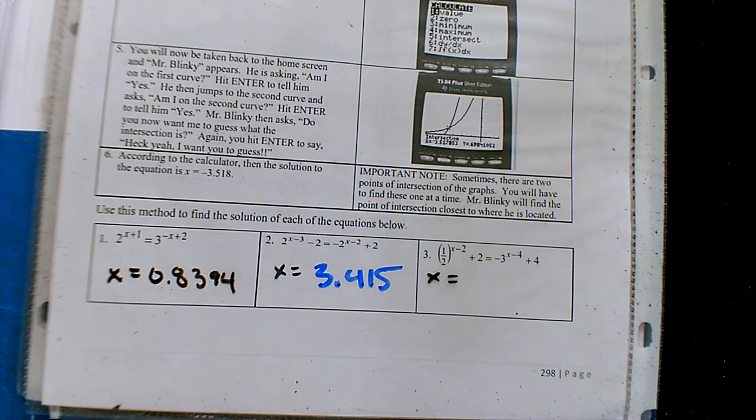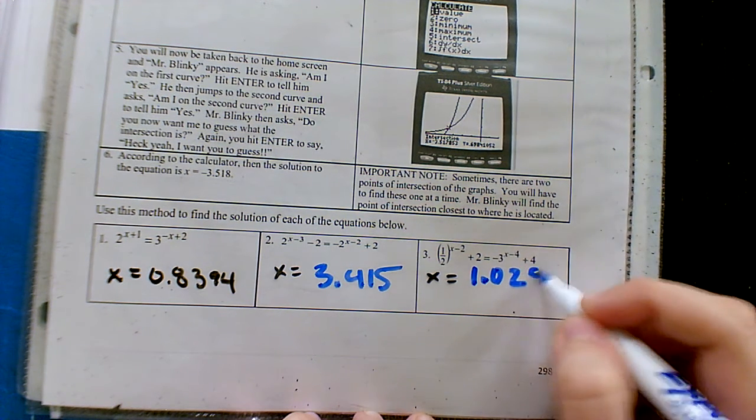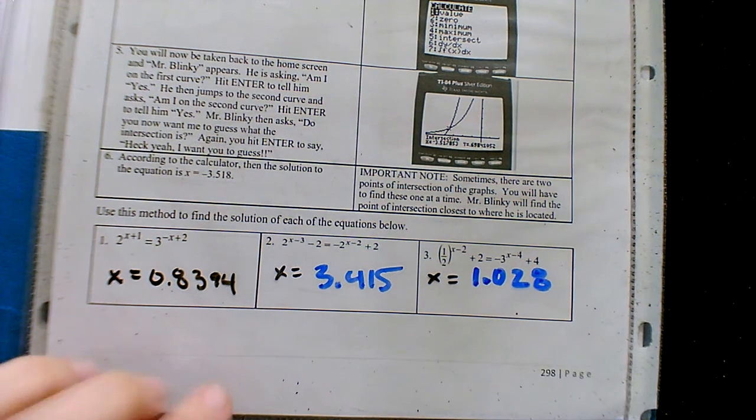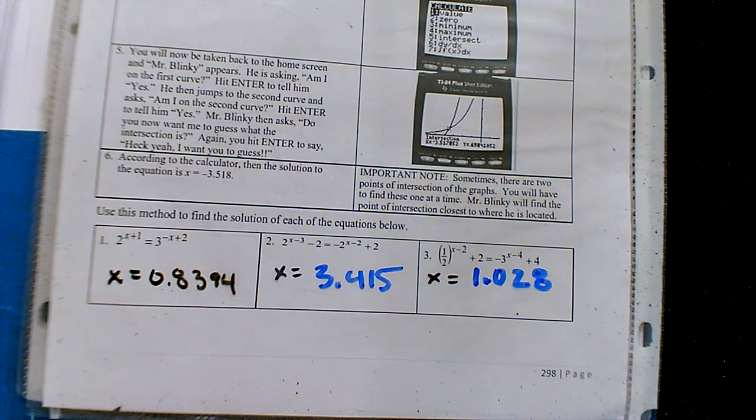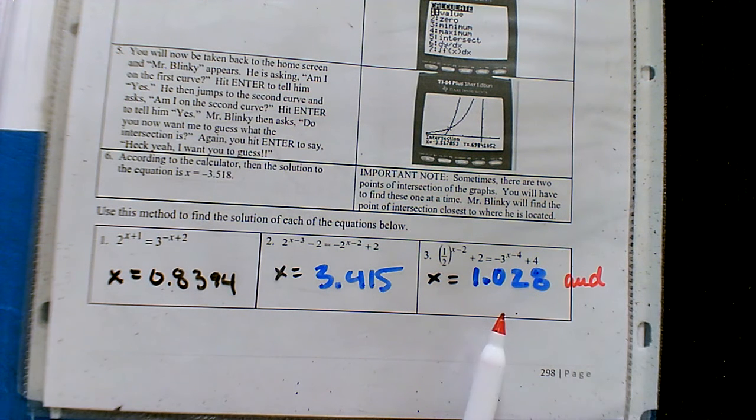3.415. Sound good? All right, what about number 3? Did we get there yet? Almost. Almost? Yeah. 1.02. Okay, I got 8. Sound good? Are those all of our intersection points? No. Number 3 should have a second one.